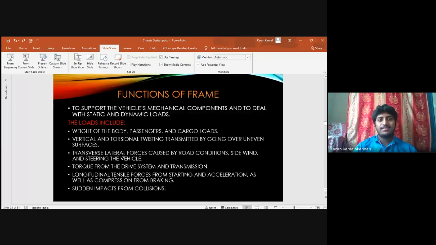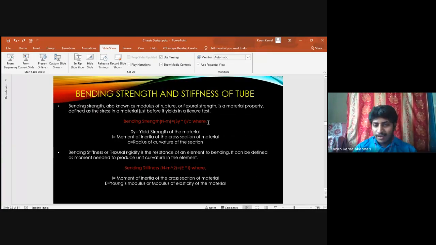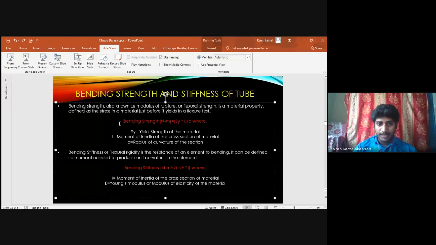And next is the important thing. I expect everyone to be very keen on this part, because it determines the frame design: what kind of material and what kind of thickness you are going to use while designing the frame. We think of two parameters, bending strength and bending stiffness.